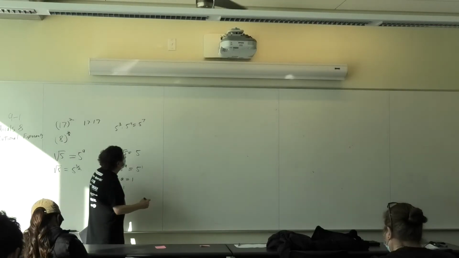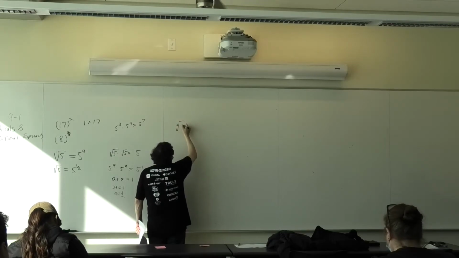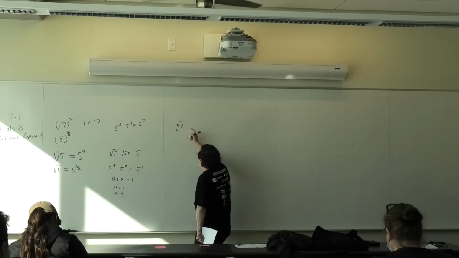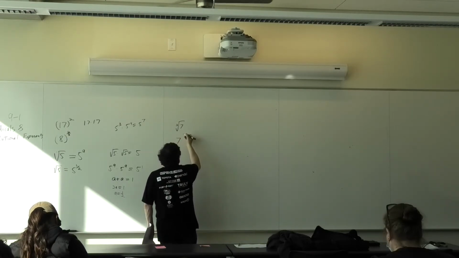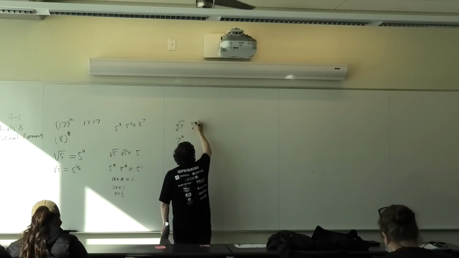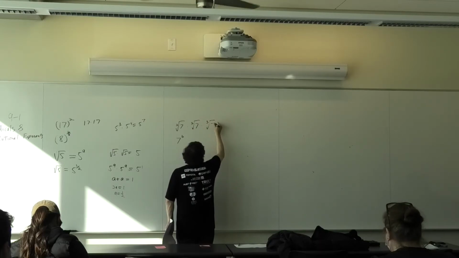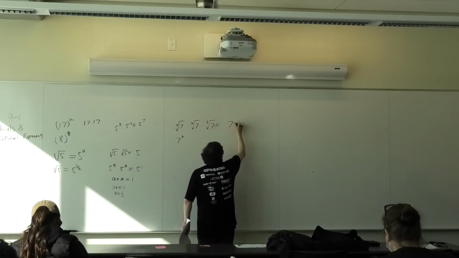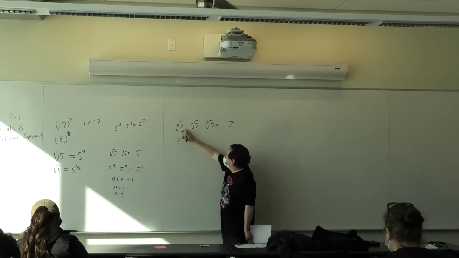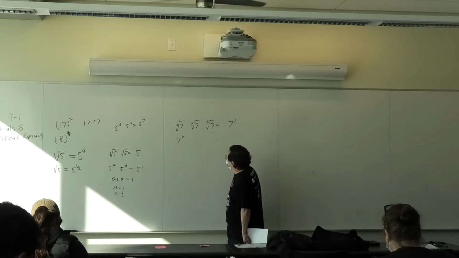Let's try something else. What about the cubed root of 7? Well, that's 7 to some value b. I know that the cubed root of 7 times the cubed root of 7 times the cubed root of 7 is equal to 7 to the 1, right? That's what it means to be the cubed root. You multiply it by itself 3 times and you get the number.